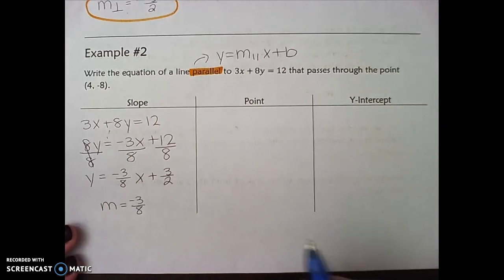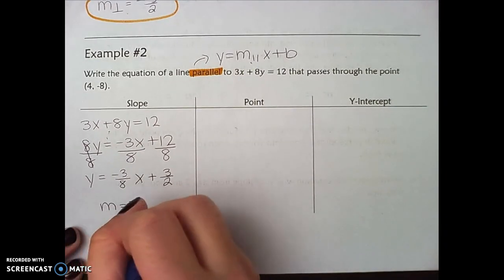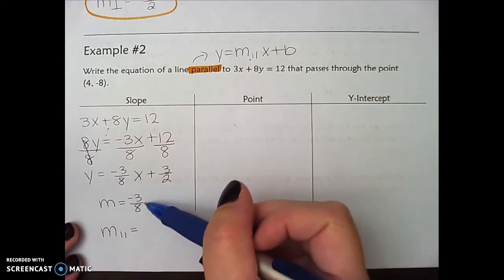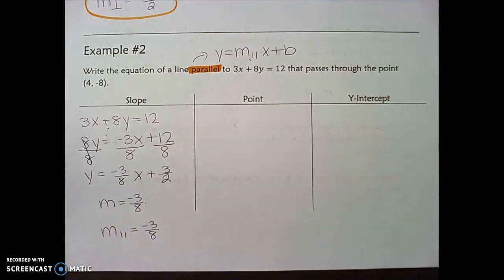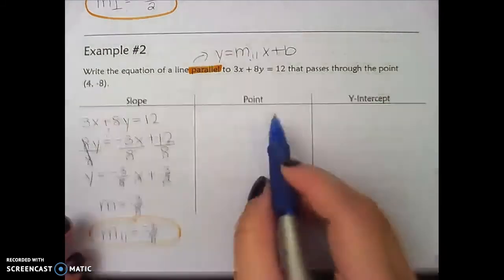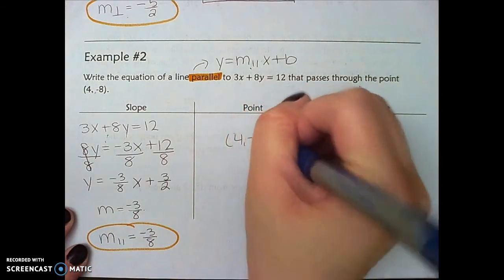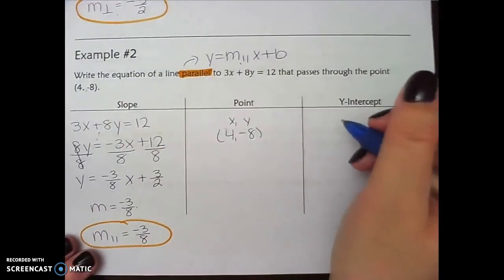Now what I want is my parallel slope. I know parallel lines have the same slope. So if my original slope is negative 3 over 8, my parallel slope is negative 3 over 8 as well. And that's the slope I'll be using in the rest of the problem. My point that was given to me is 4, negative 8. Again, I'm going to label that xy. And now I need to find my y-intercept.